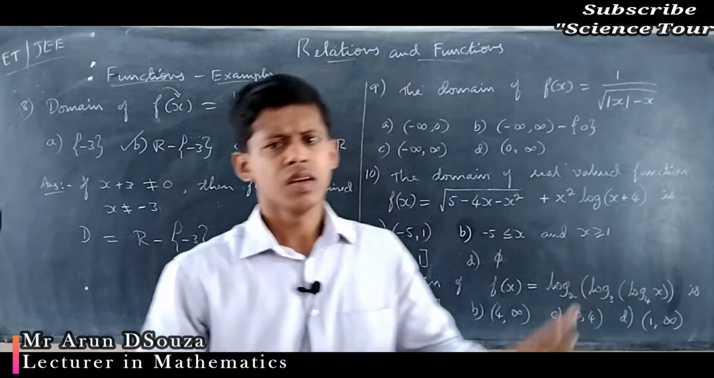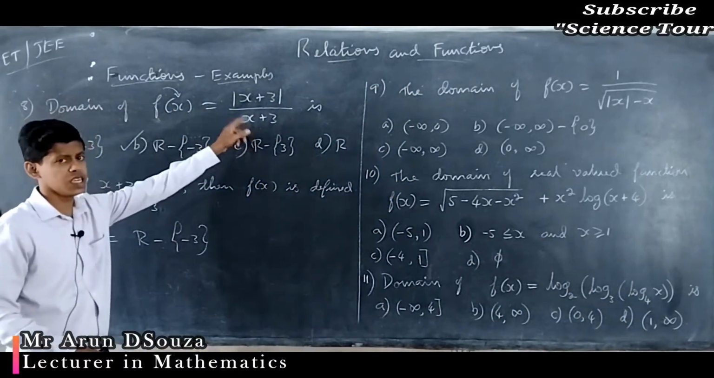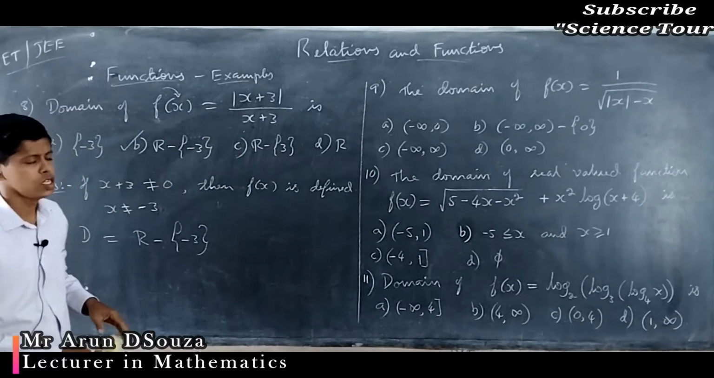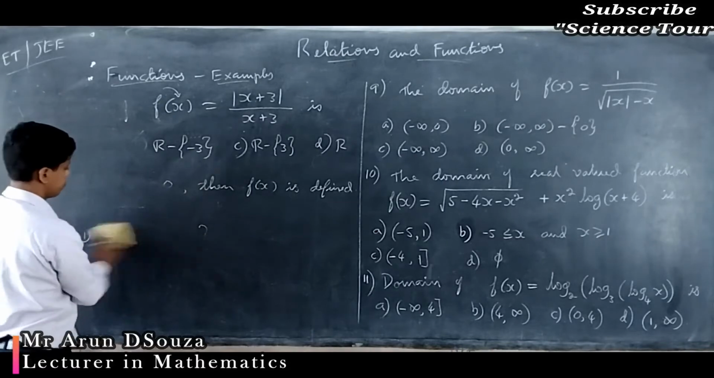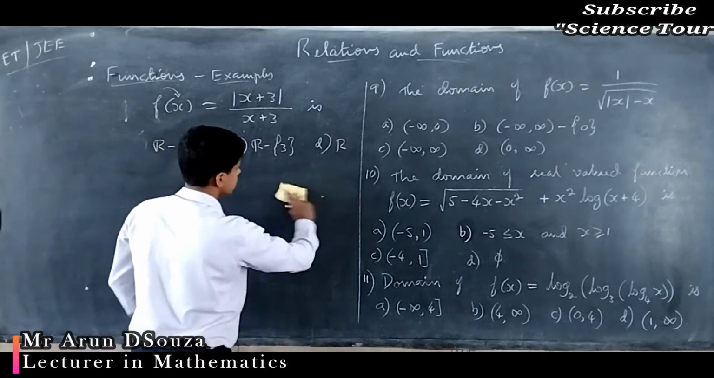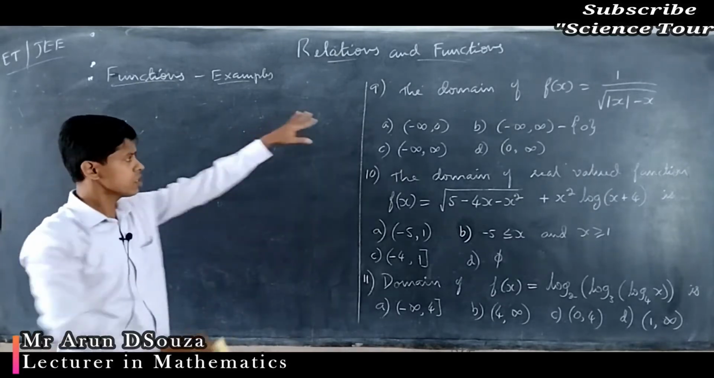The whole thing here is the denominator in the rational function. The denominator shouldn't be 0. Only that you have to keep in your mind. Let's move on to question number 9. Look at question number 9.